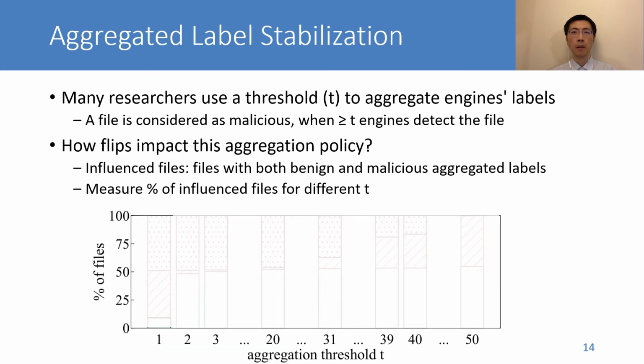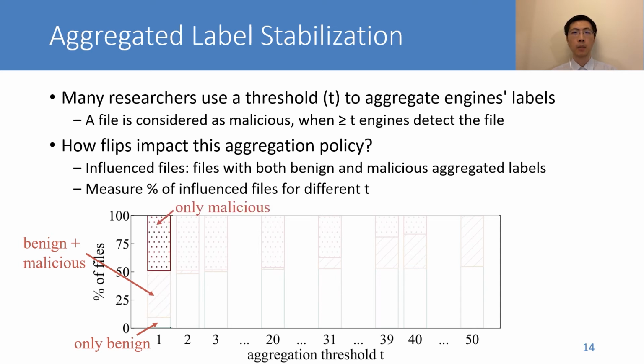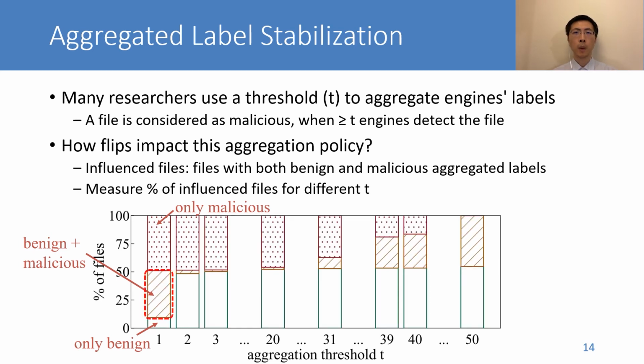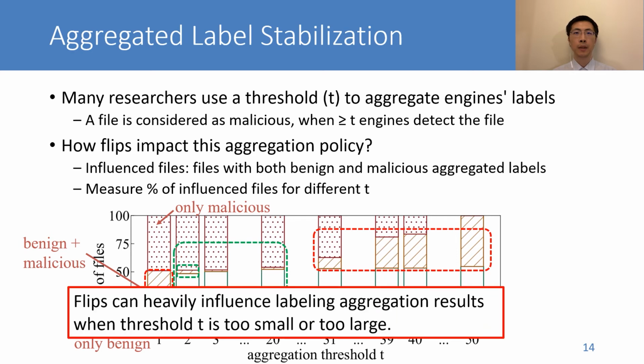Here are the results. The first bar shows how files only with benign aggregate labels, files with both benign and malicious aggregate labels, and files only with malicious aggregated labels distribute. When T is equal to 1, a large portion of files' aggregated labels are influenced by flips. However, when T is equal to 2, the number of influenced files significantly decreases. When T is in the range from 2 to 20, the ratio of influenced files is less than 4%. When T is large, the ratio of influenced files becomes large again. In sum, flips can heavily influence labeling aggregation results when T is too small or too large. When T is from a reasonable range, the aggregate labels are likely to be stable.